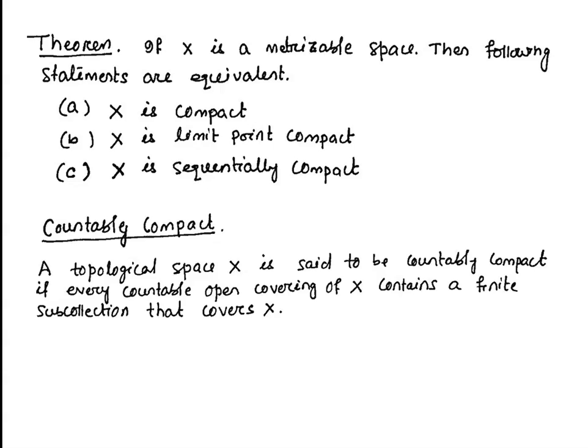There is one more notion of compactness, which is Lindelöf spaces. A topological space X is said to be Lindelöf if every open covering of X contains a countable subcollection that covers X. So every compact space is also Lindelöf. So this is all in this lecture. In this lecture, we have studied some variants of compactness, which include limit point compact, sequentially compact, locally compact, countably compact, and Lindelöf.